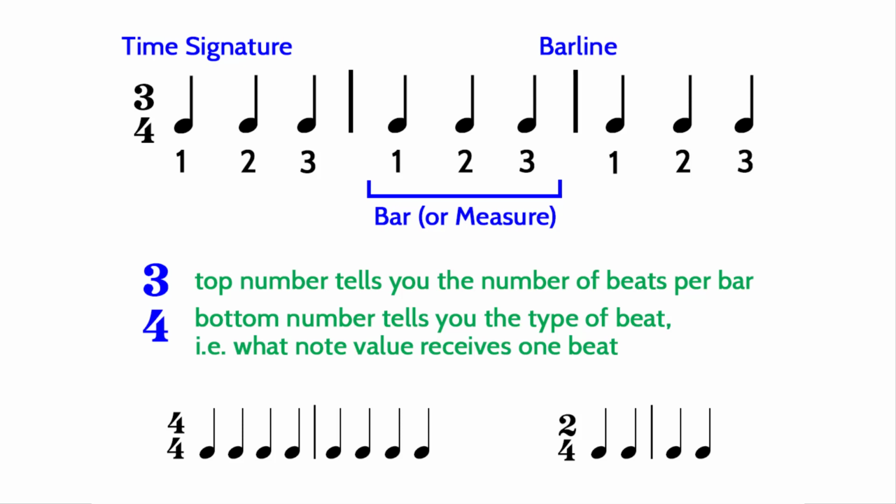So, in our example, the 3 lets you know there are 3 beats in each bar, and the 4 tells you that the type of beat is a crotchet beat, or a quarter note. The little examples along the bottom show you the time signature for 4/4, where we have 4 crotchets per bar, and 2/4, where we have 2.